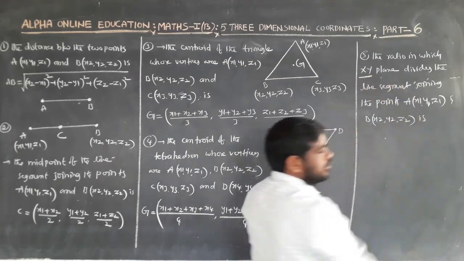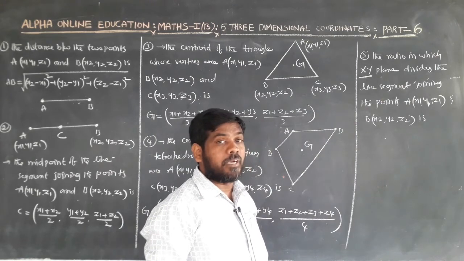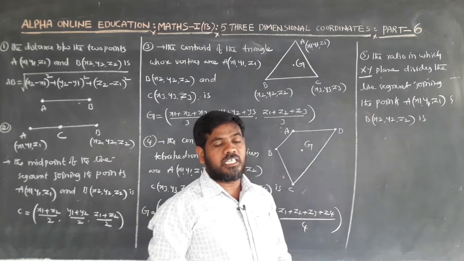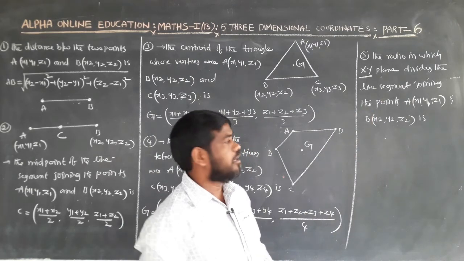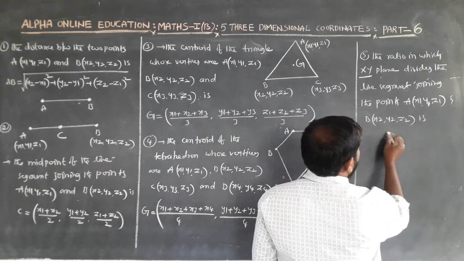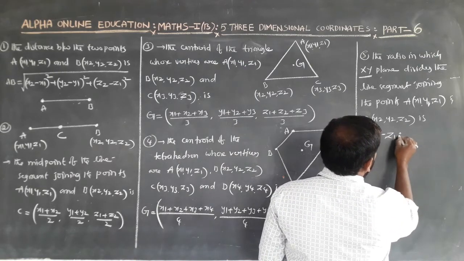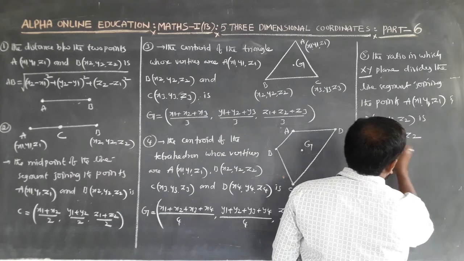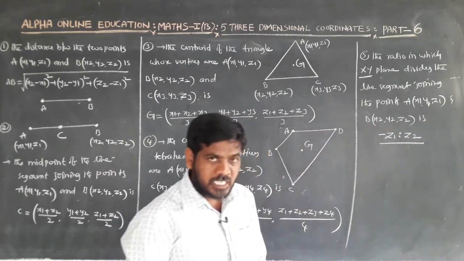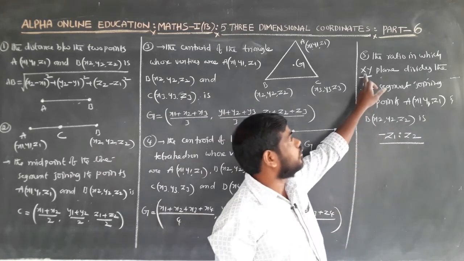The xy plane divides the line segment joining the points A x1 y1 z1 and B x2 y2 z2 in the ratio minus z1 is to z2.